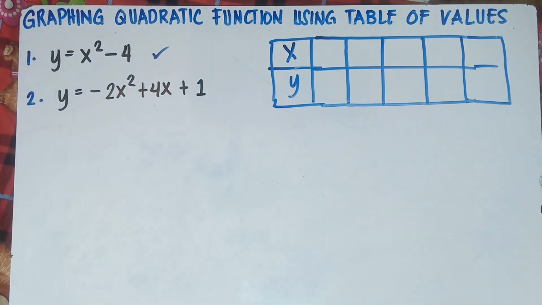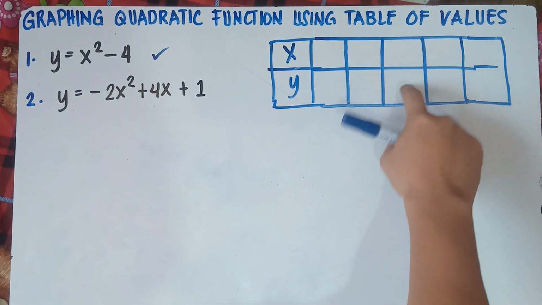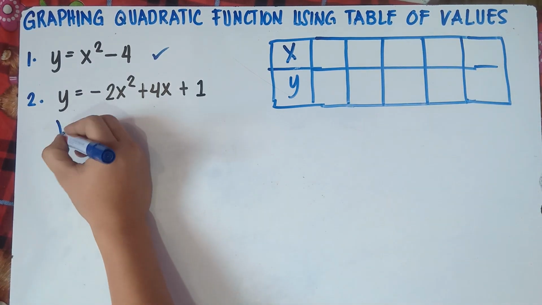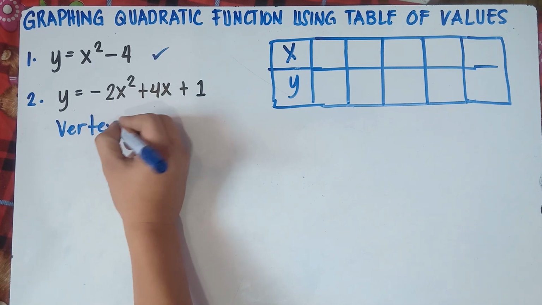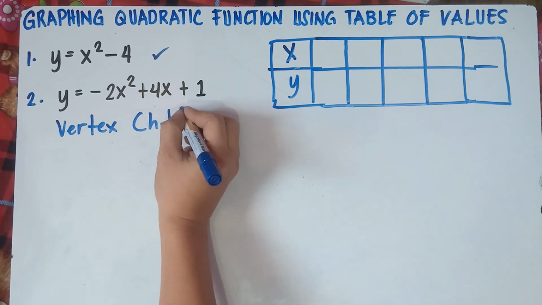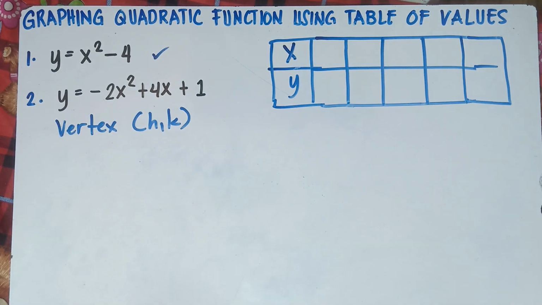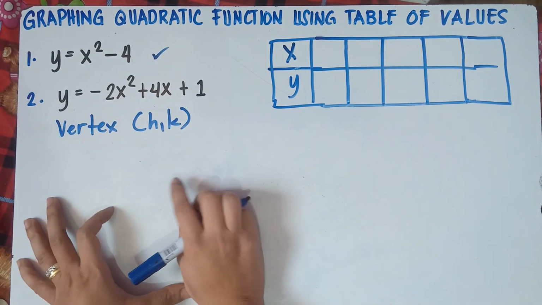First thing to do, class, is we need to get the center part, the vertex. Our vertex is h and k. Because we will start graphing this function at the vertex, we need to find the values of h and k.